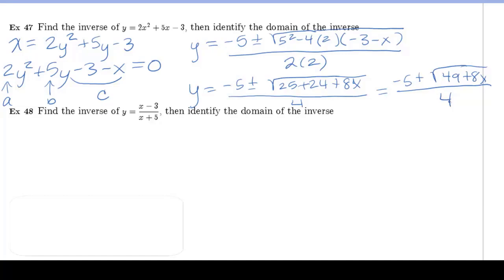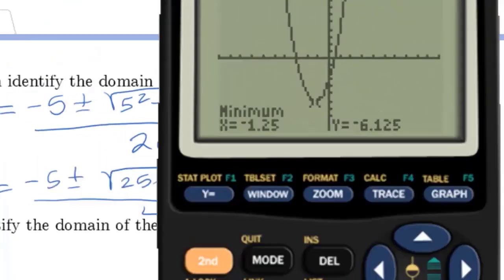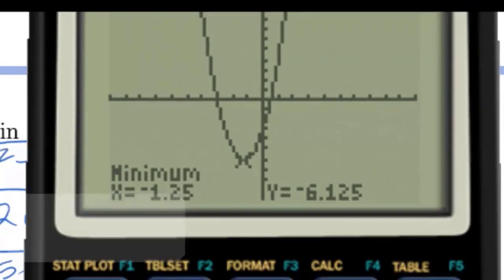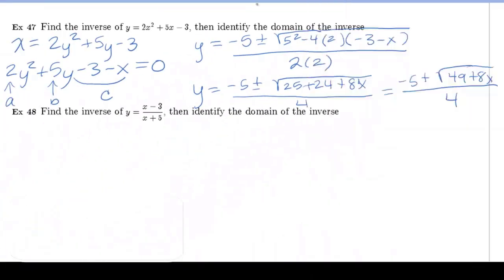again, if we look at this, we've got a parabola. So if we were to graph this thing and again use our minimum function, we see that the lowest point here, y value, is negative 6.125. So that is going to be our domain for this function.